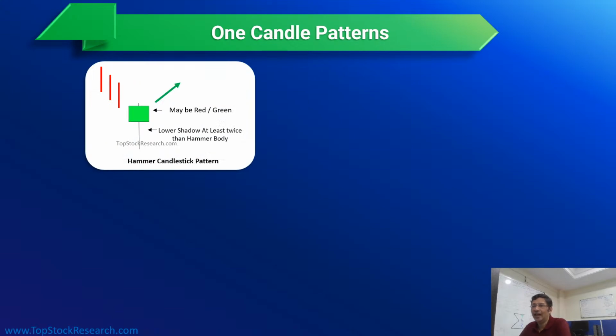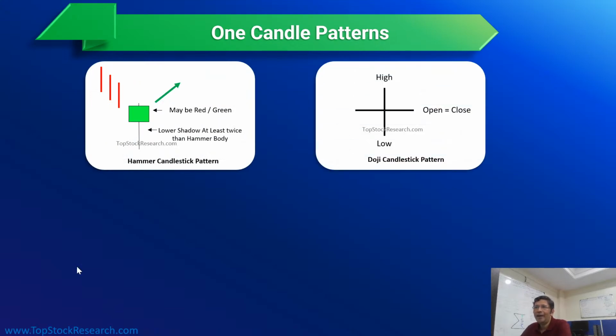Now going into one candle patterns, right? First, what we have seen is hammer. We have briefly discussed what hammer is, where the body can be either red or green. It has a small body on top, little or no wick on top, and a long wick at the bottom. The second one is the Doji candle, which we have gone through. Open is equal to close. You may have a small wick up and a small wick down, right?